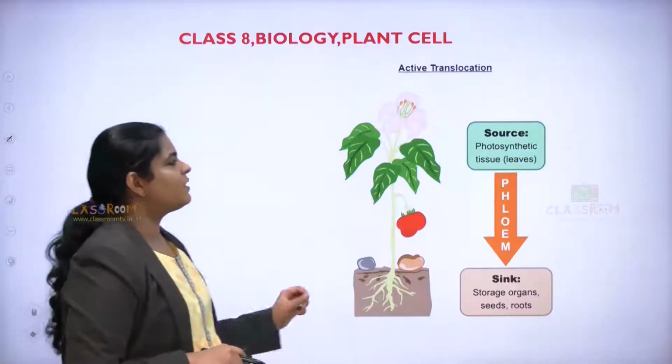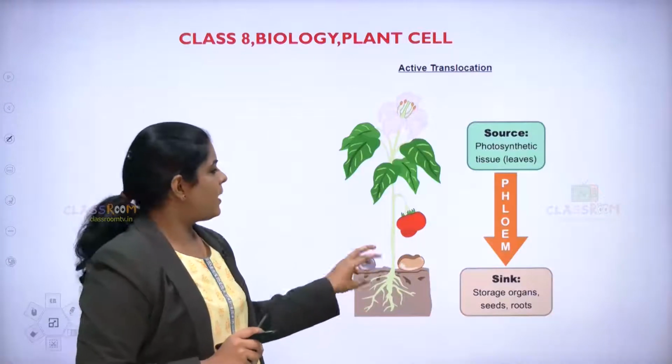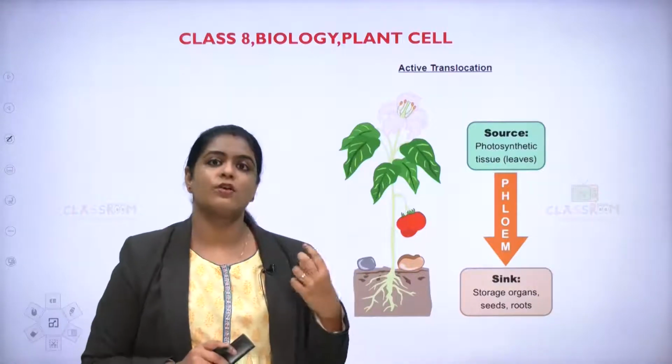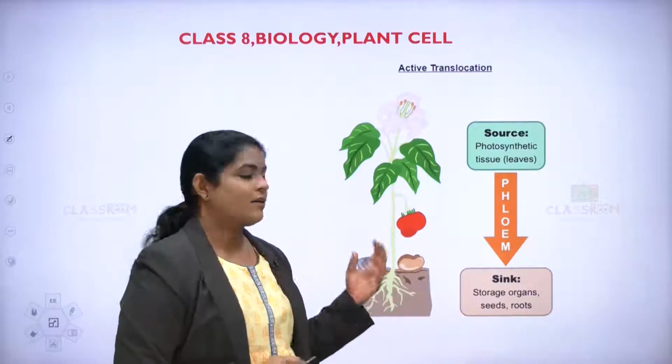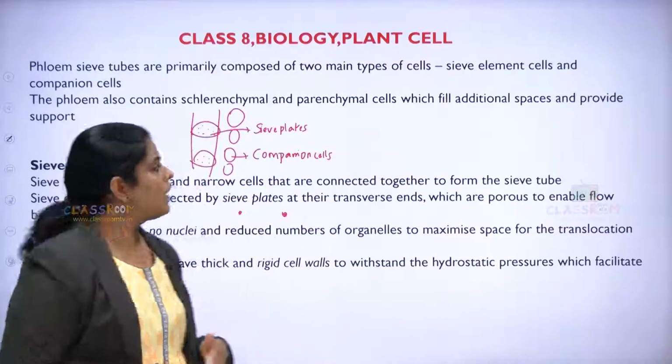Then we studied that the source for photosynthesis is the leaf. Everything happens in the leaf, but the sap, the nutrient-rich liquid that has carbohydrate, is stored in the storage organs, seeds and roots.